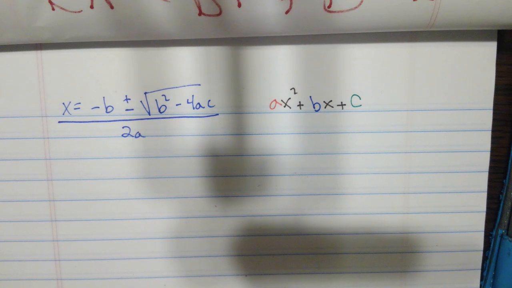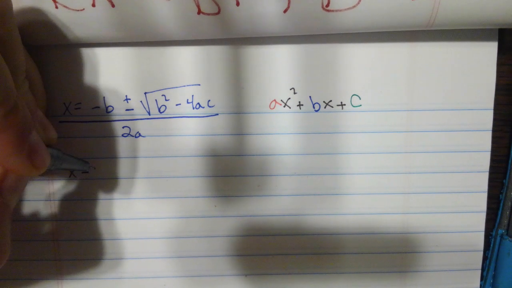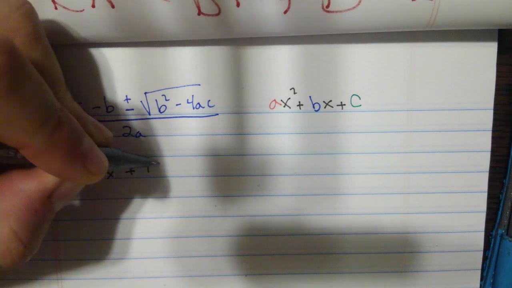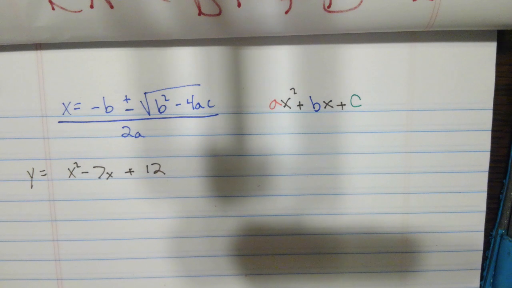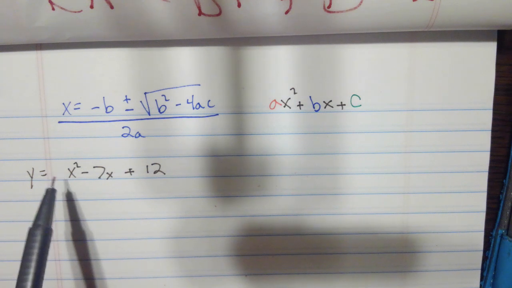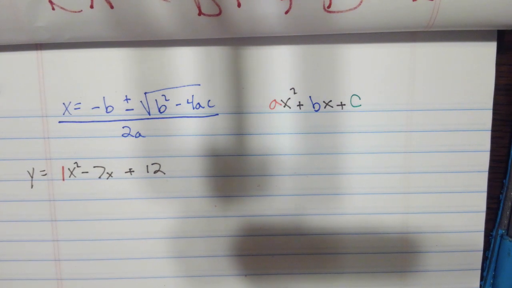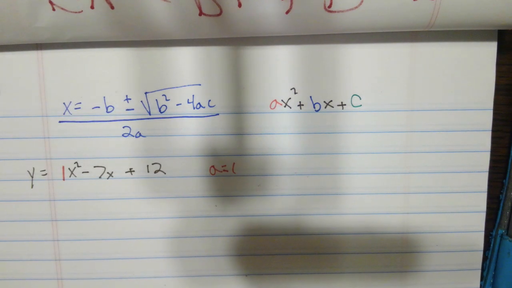Okay, so I'm going to start with the first example they give you in the book. That example is x squared minus 7x plus 12, and they say y equals. So that's our equation. The first thing I want to do is label my a's, my b's, and my c's. So a is the number in front of my x squared. There's my x squared. There is no number in front of it, which means my a is equal to 1. So I'm just going to go over here and write that. A equals 1.